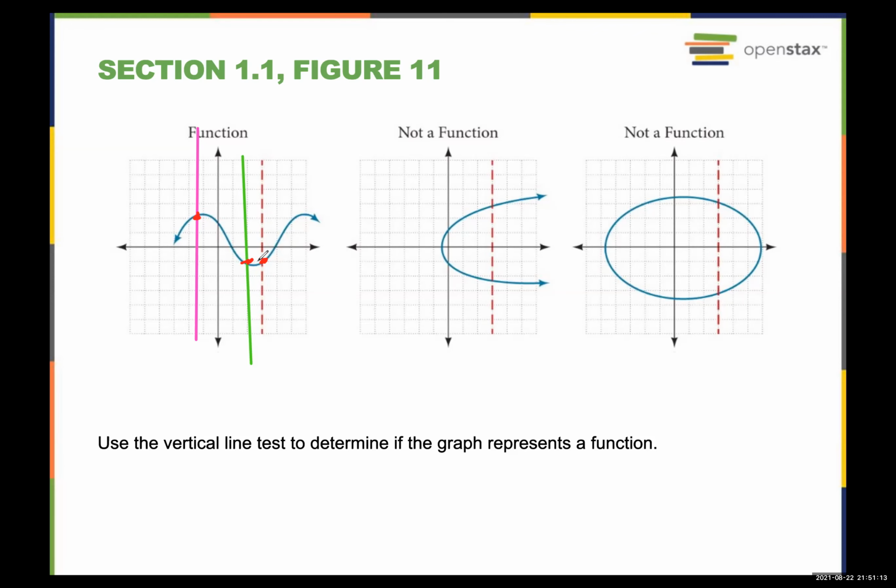And the other two, the second, if you draw this vertical line here, you can see that there are 2 points that are on this graph. So again, if you can draw a line anywhere, and if you see more than one point, then it is not a function. So that's why also the last one is not a function.